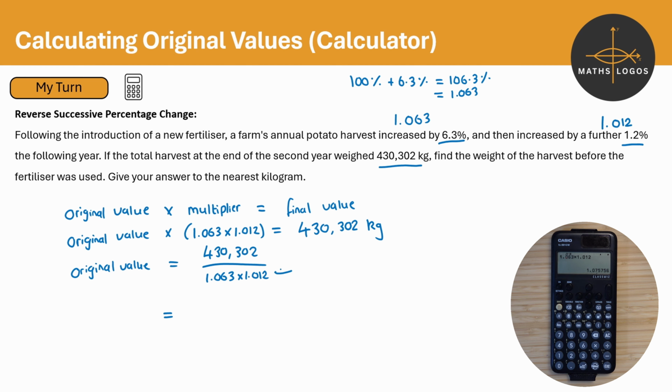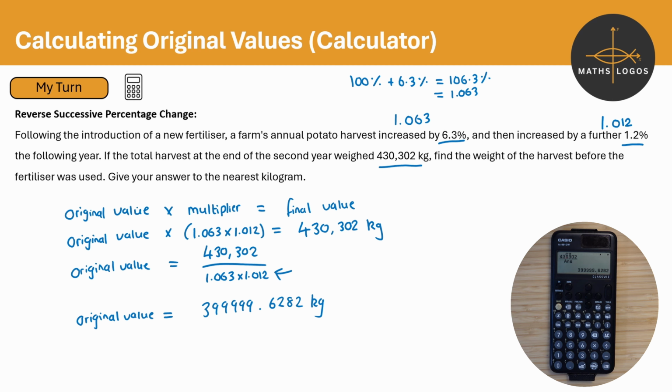Now just remember, I've already done this part, so I can just leave it as this. So for me, I'm going to type in 430,302 over, and I've got my answer stored as this calculation. So that gives me this, which is 39999.6282 kilograms. That's the original value.